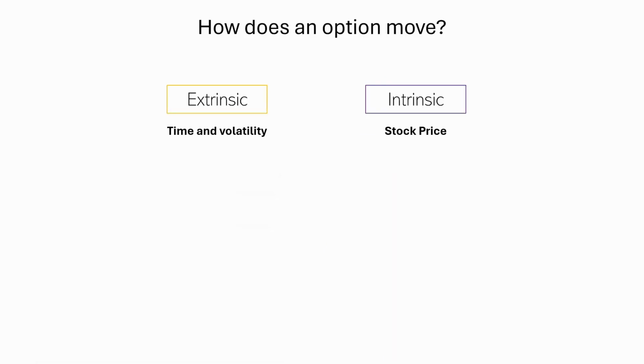Now, how does an option move? Well, an option has two different elements to get its valuation. One is the extrinsic value, which is filled with time and volatility, and the second is intrinsic value, which is occupied by the stock price itself.